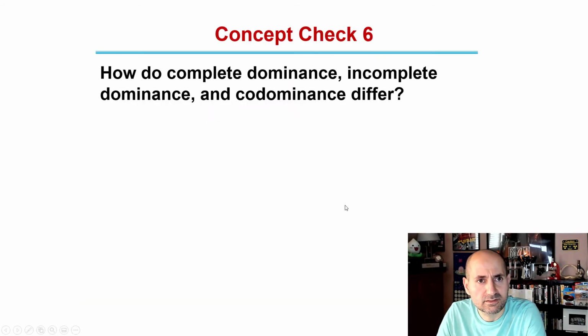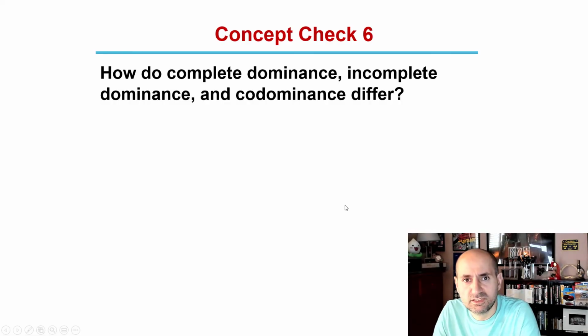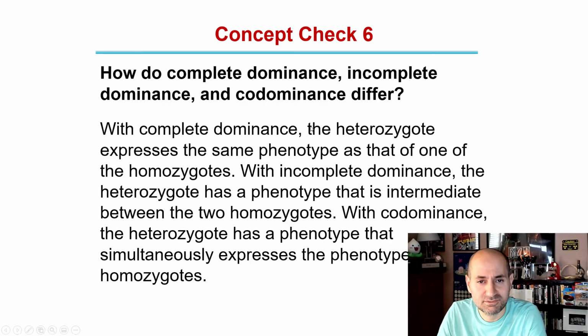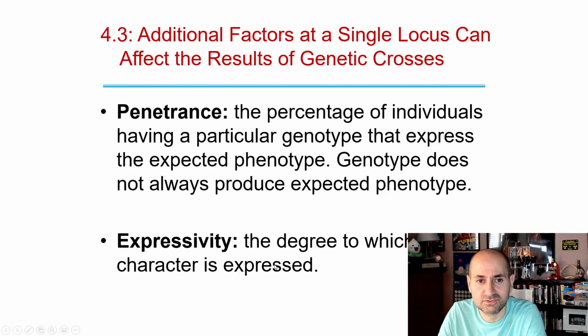Okay, so concept check time. How do complete dominance, incomplete dominance, and codominance differ, which is what we just touched on? With complete dominance, the heterozygote expresses the same phenotype as one of the homozygotes. So you either have red flowers or white flowers. With incomplete dominance, the heterozygote has a phenotype that is intermediate between the two homozygotes. And with codominance, the heterozygote has a phenotype that simultaneously expresses the phenotypes of both homozygotes.